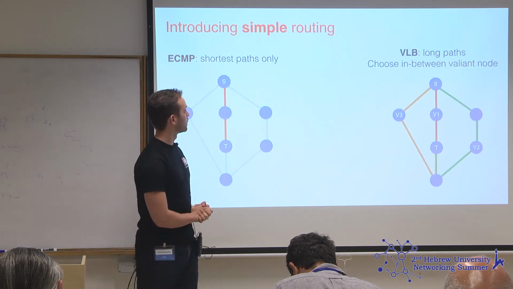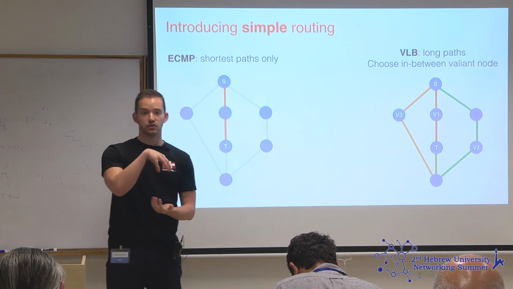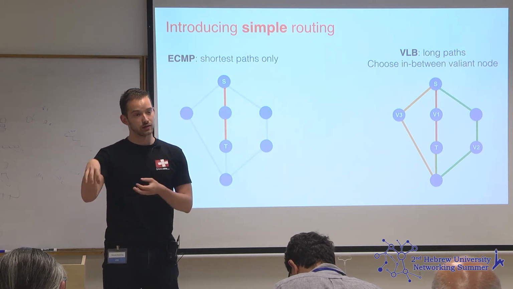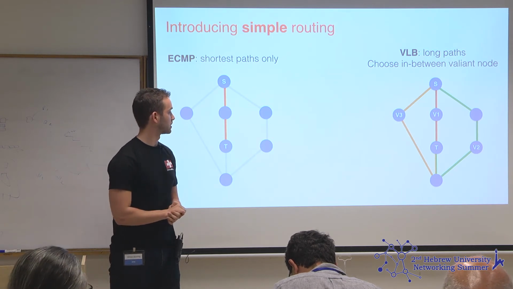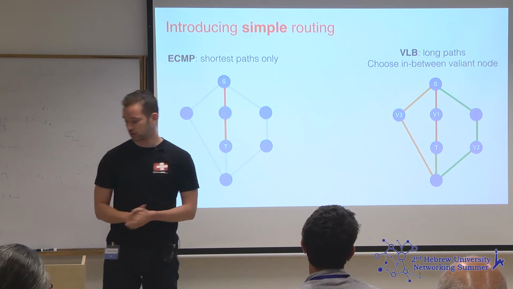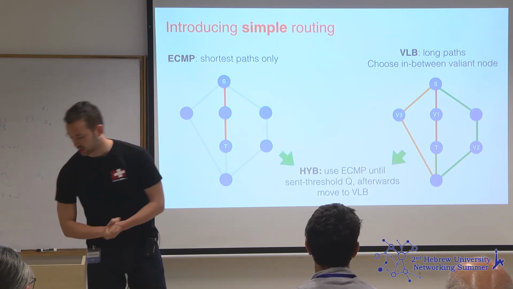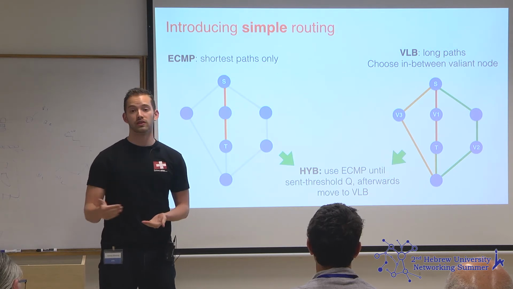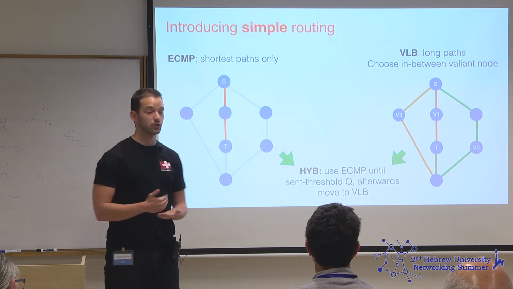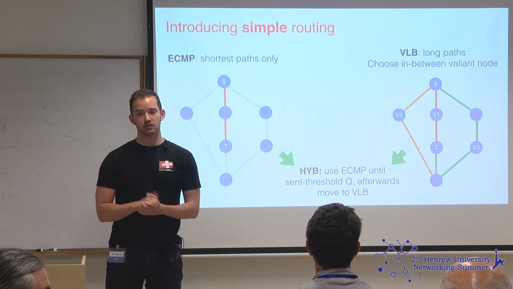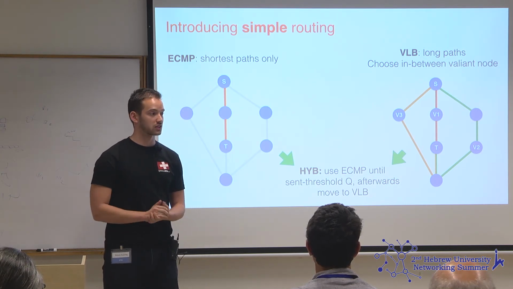And on the other side, we have VLB. Basically, it means that you select a Valiant node and you do shortest path routing to that Valiant node, and then from the Valiant node, you go to the destination. What we propose is a hybrid between these two, in which you use ECMP until you reach a certain threshold queue, which is set to 100 kilobytes in our case, such that you accommodate short flows. Afterwards, we move to VLB such that we don't create specific bottlenecks in the network.